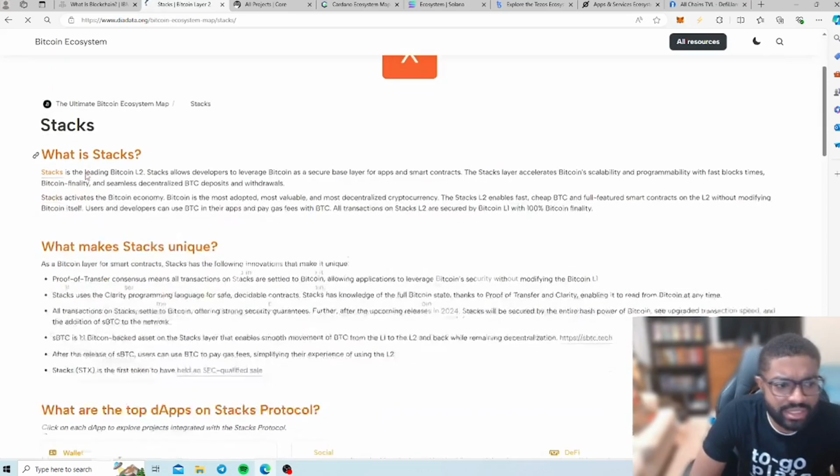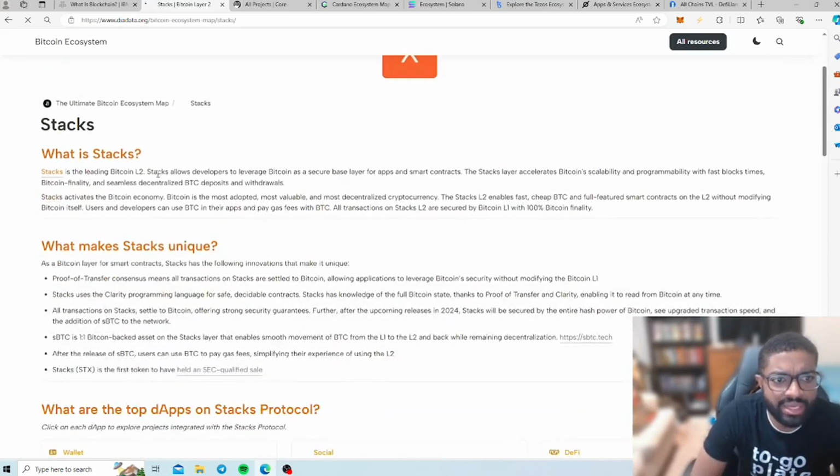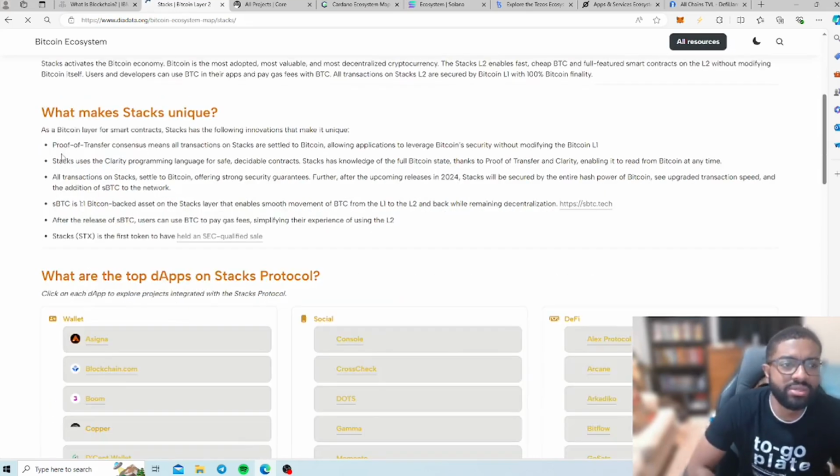And let's look at this. Stacks is a Bitcoin layer 2. Stacks allows developers to leverage Bitcoin as a secure base layer for smart contracts and apps. The Stacks layer accelerates Bitcoin scalability and programmability with fast block times, finality, and seamless decentralized BTC deposits and withdrawals. What makes Stacks unique? As a Bitcoin layer for smart contracts, Stacks has the following innovations that make it unique.